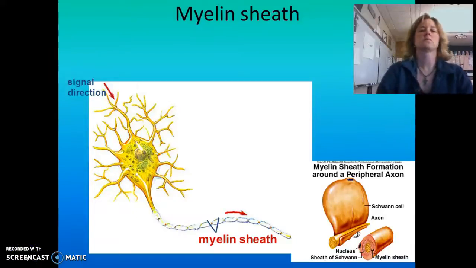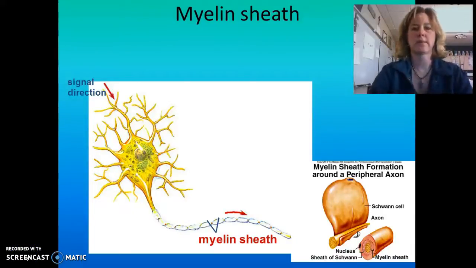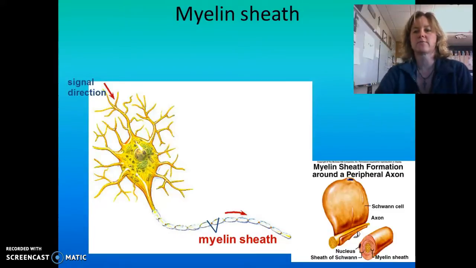Okay, so what we're going to talk about right now is the myelin sheath. The myelin sheath are these nice little white bundles that we see around the axon of all of your neurons here. They are mostly located in your peripheral nervous system, which includes everything except for your brain and spinal cord.